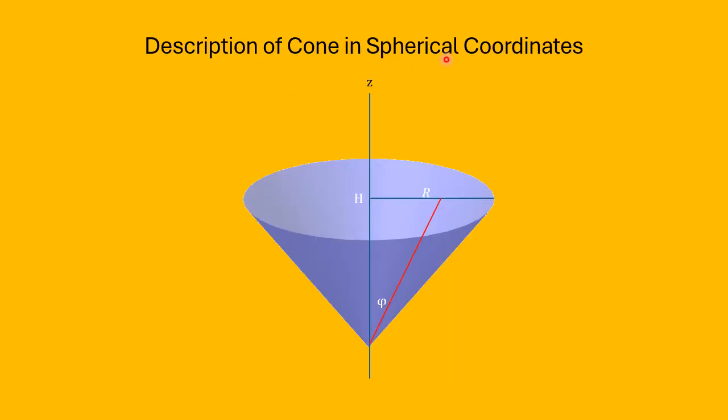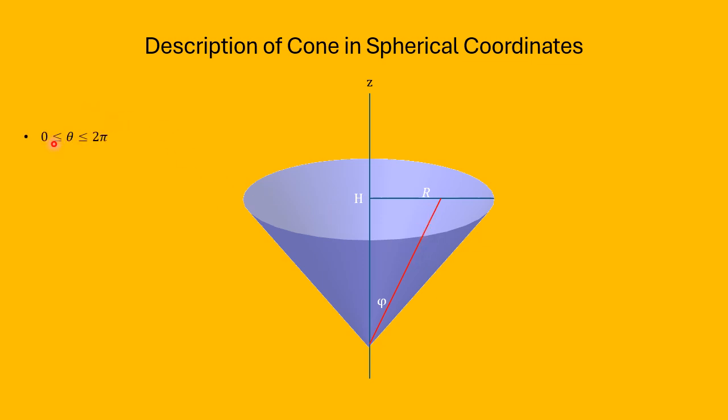So we need to describe a cone in spherical coordinates so that we can set up our triple integral. Suppose that we have a cone. The vertex is at the origin. This is the z-axis, vertical. The radius of this cone is r, and the height of the cone from this vertex up here is h. Let's let phi just be the angle between the z-axis and some point.